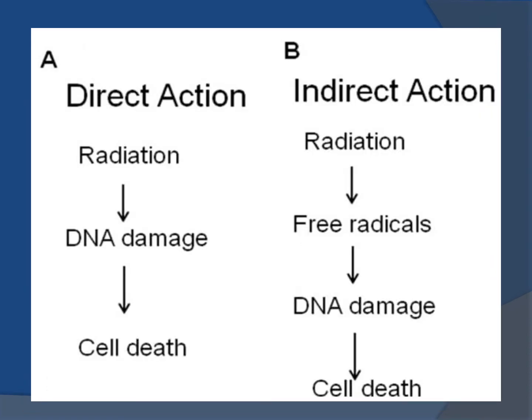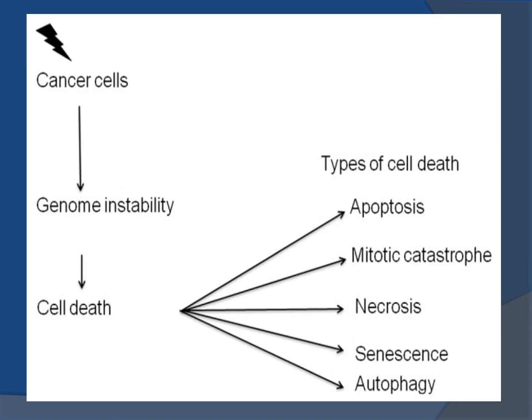So, the radiation can kill cancer cells through direct action, through DNA damage and then cell death, or indirect action through production of free radicals, which causes DNA damage and then cell death. Exposure of cancer cells to radiation therapy causes genomic instability and hence cell death.